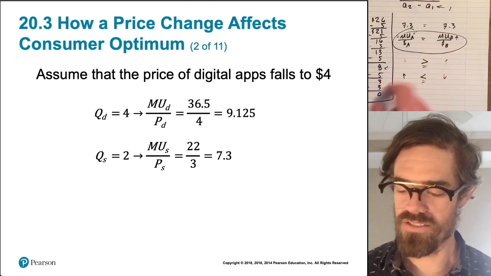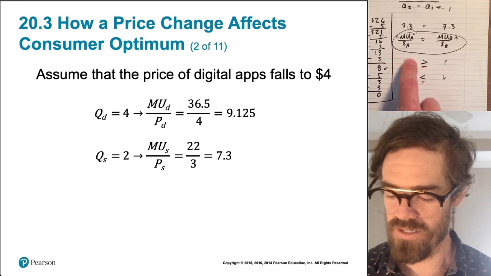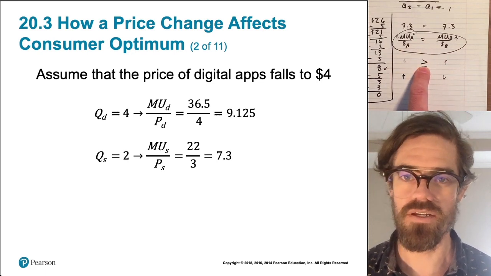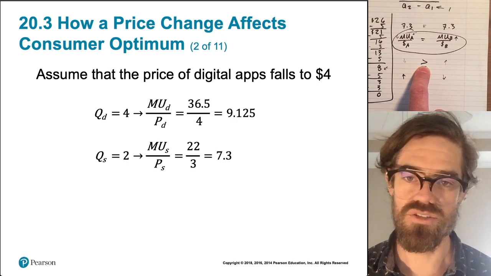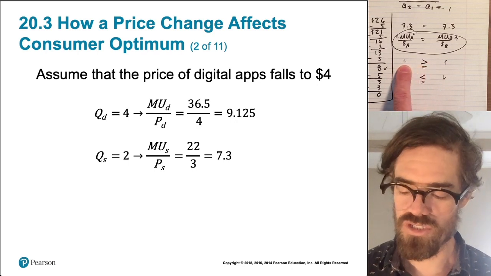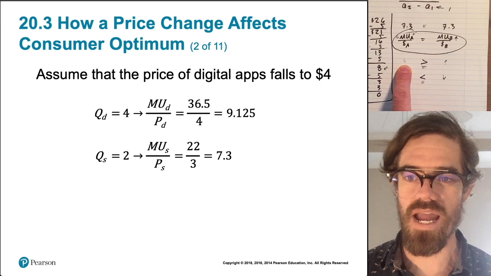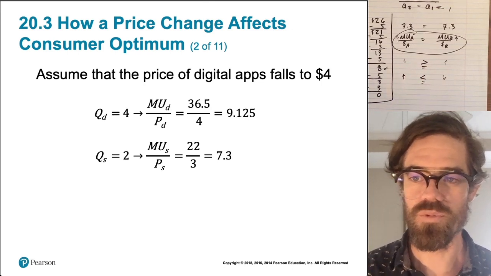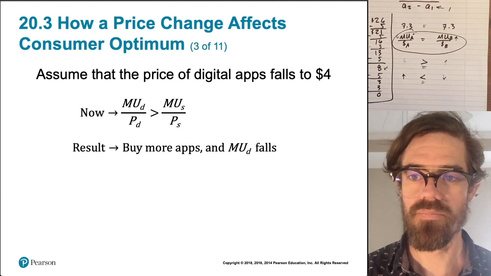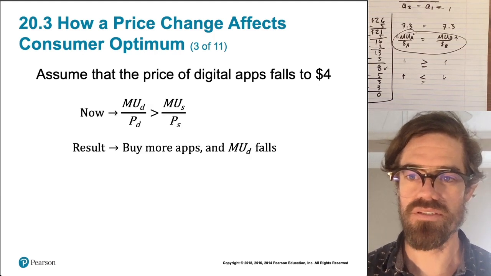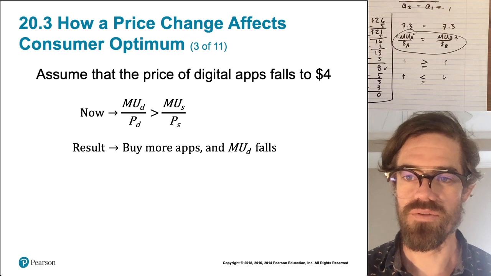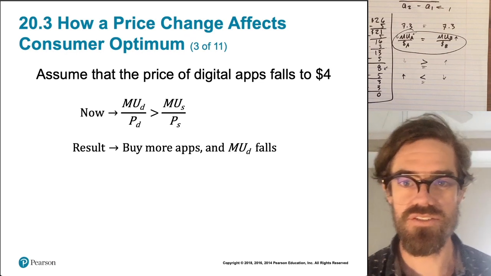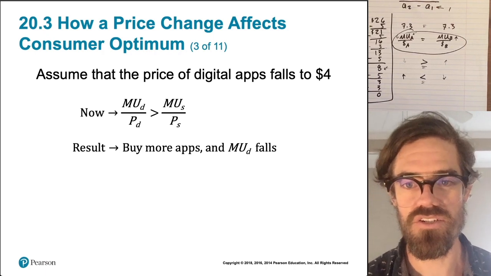So basically what we have here is an equality that becomes an inequality. And so what this means is that the consumer should shift their consumption towards more apps and away from portable power banks, right? So that's exactly what happens. This consumer, again, should buy more apps now that they're cheaper, which makes sense intuitively. That's generally what people do, right? When things get cheaper, we buy more of them.